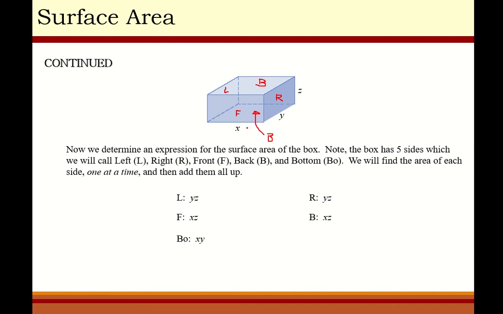Okay, now for the front. So if you look at the front, this is our X, ang length. Then this is Z. So therefore, front is X times Z. And for the back, so this is the back here. This back area. So this is the length, which is X, and this is the width. So that's why we have XZ. So this is also XZ, same as the front. Now the bottom, if you look at the bottom, this is X, alright, and this is the width, which is Y. So X is the length, width is equal to Y. So that's why bottom is equal to X times Y.